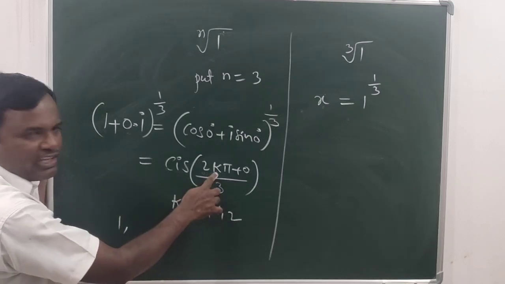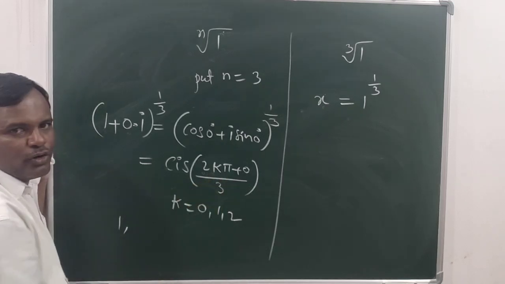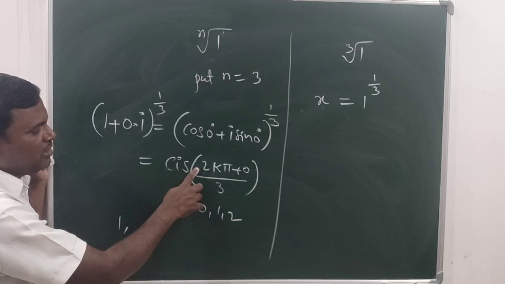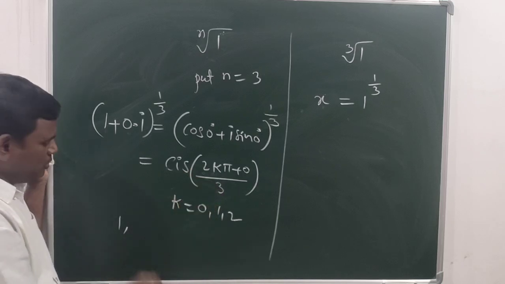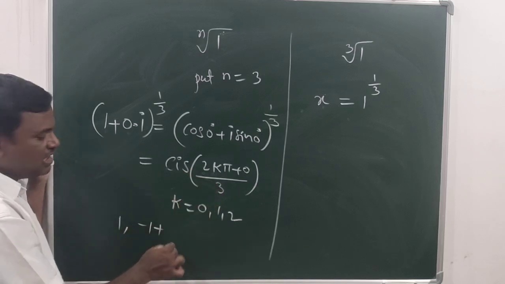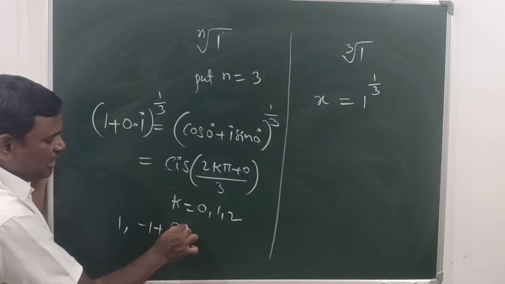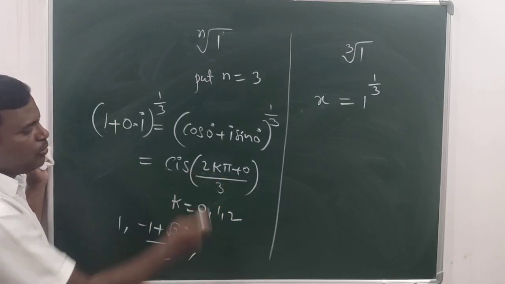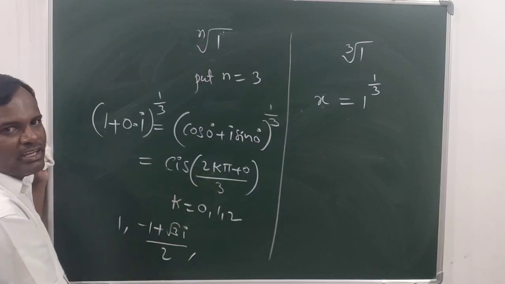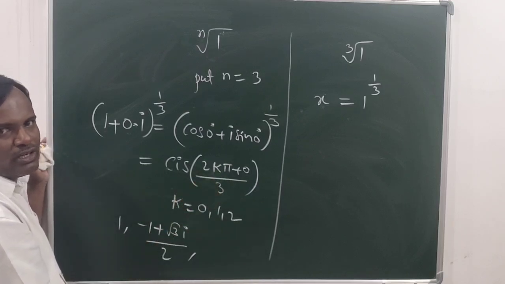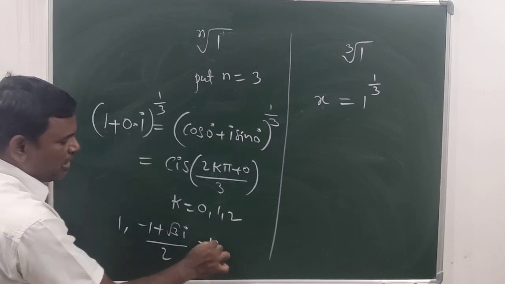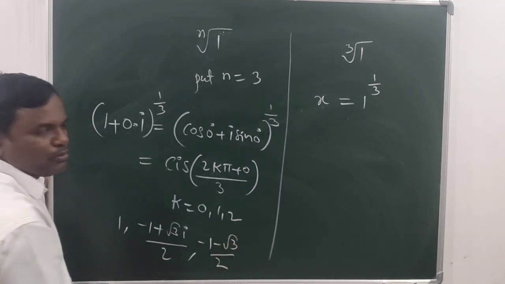If you put k equal to 1 here, 2 pi by 3, 2 pi by 3 means 120 degrees. Cos 120 is minus 1 by 2. Sin 120 is root 3 by 2. So you will get the second root, minus 1 plus root 3 i by 2. If you write k equal to 2 here, 4 pi by 3, so 240 degrees. Cos 240 is minus 1 by 2. Sin 240 is minus root 3 by 2. So the third root is minus 1 minus root 3 i by 2.